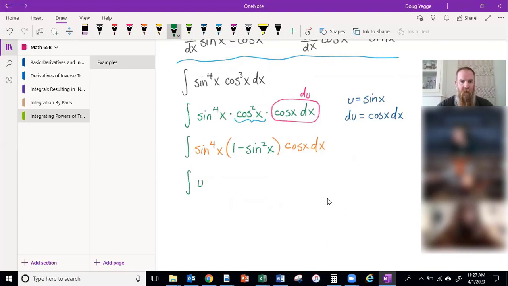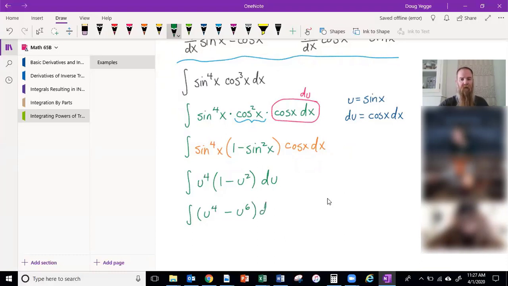We can write this as u to the fourth times 1 minus u squared times du. So du was my cosine x dx, u was sine x. So now notice this is nothing more than a polynomial. U to the fourth minus u to the sixth du. Cool. So using u substitution is one method that works quite often. Just recognize that the only way you can do that is if you separate off a single power of sine or cosine. Okay, it's the only way you can do it.